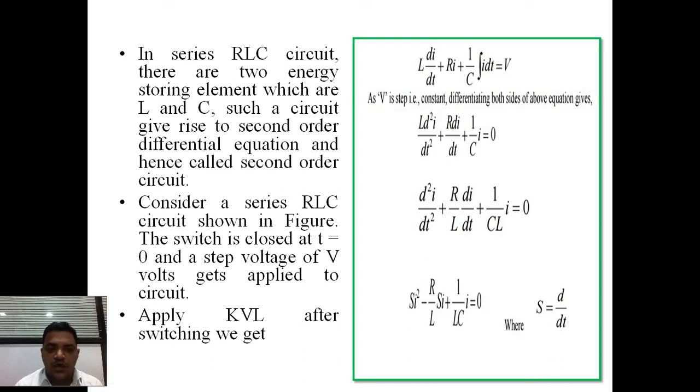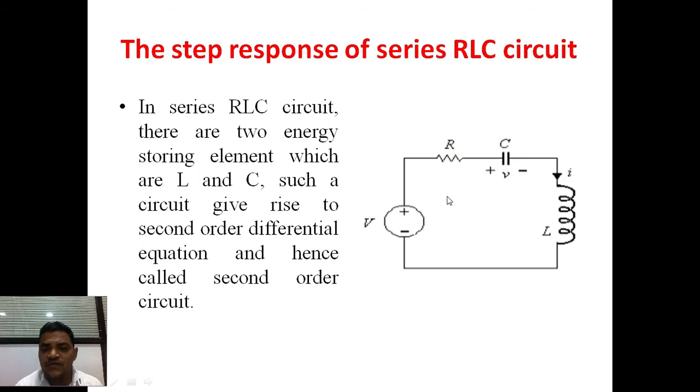Consider a series RLC circuit as shown in the figure. The switch S is closed at time t equal to 0, and a step voltage of V volt gets applied to the circuit. So we apply Kirchhoff's voltage law after switching. Once the switch S is closed, the voltage V is applied across it, and due to that current flows through the circuit elements.